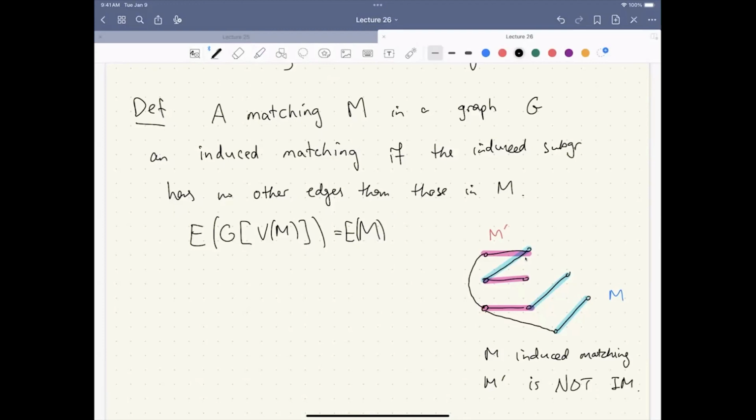M is an induced matching. Why? If you look at these 6 vertices of M, and you look at the edges of G on these vertices, you only see the M edges, the edges in the matching. So it's induced. But if you look at the 6 vertices of M prime, apart from the 3 red edges in M prime, you also see these blue edges in M and also this edge in G. So you have additional edges on the vertex set of M prime other than those in the matching. M prime is not induced.